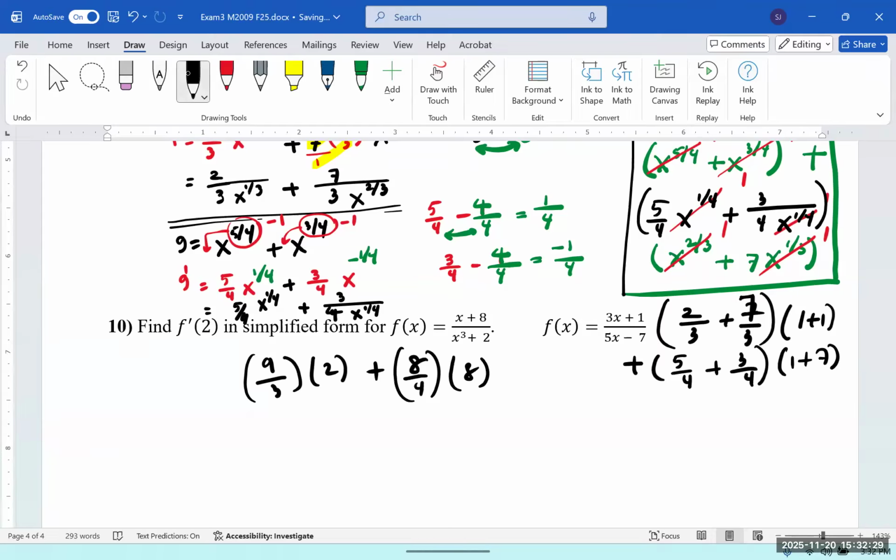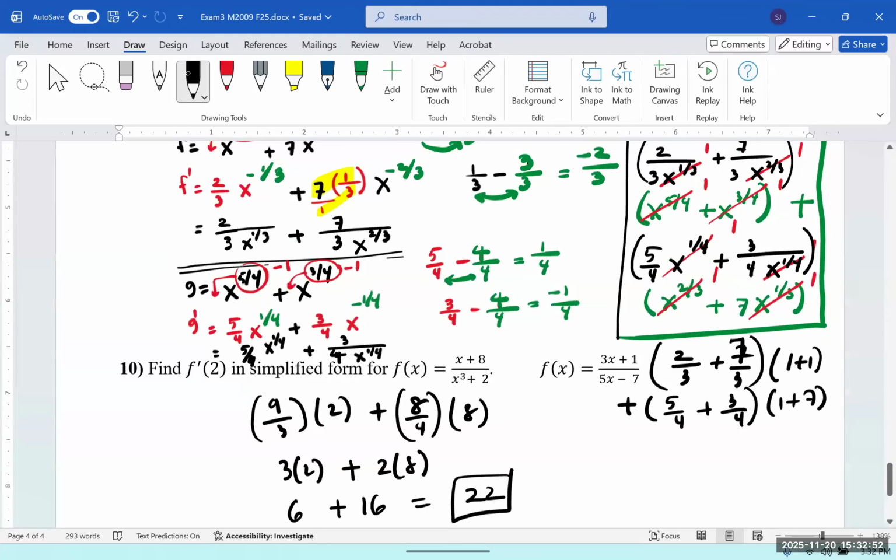And now this is easy, right? What is 9 over 3? So we have 3 times 2, 8 over 4, 2 times 8. So 6 plus 16, 22. And that's why they give you 1. Because for 1, all this hard work you did, you didn't have to do any more hard work. All these things turn into 1, and your life becomes easier.